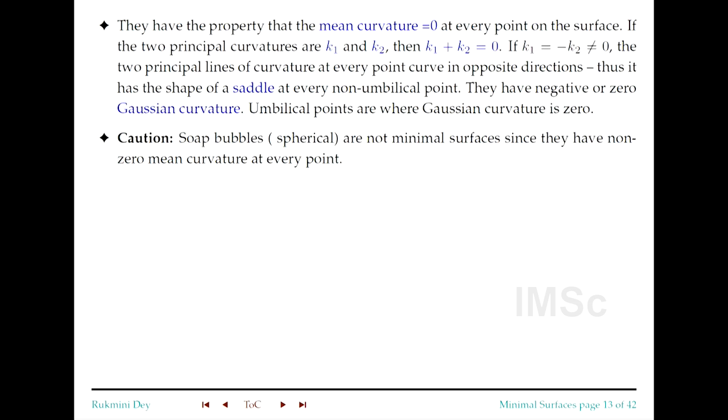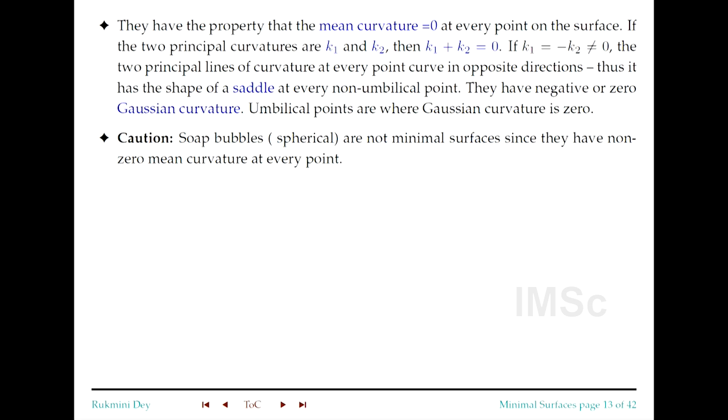And the mathematical property is that the mean curvature is 0 at every point. So for all those who know about curvature, the principal curvatures, if K1 and K2 are the two principal curvatures, then K1 plus K2 equals 0. And if K1 and K2 are non-zero, then the principal lines of curvature curve in opposite directions. If one of them curves like this, the other one curves like this. So it's actually a saddle at every non-umbilical point.